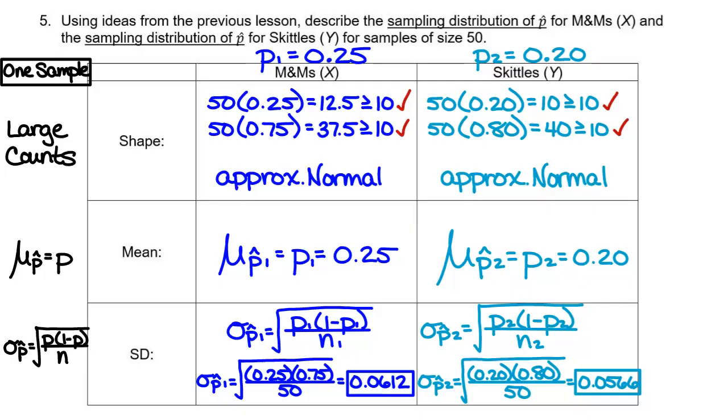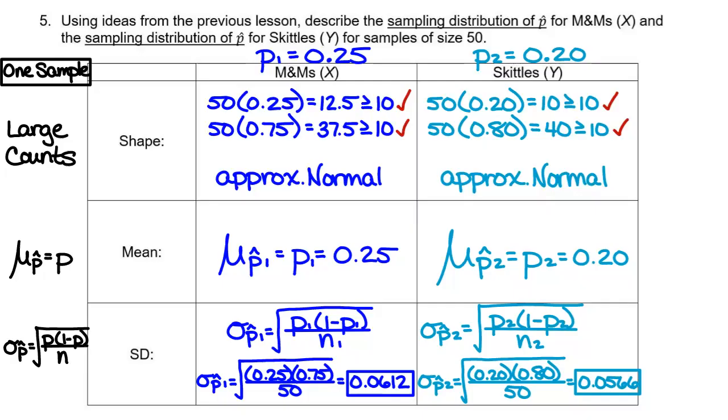So far, so good? All right. So these are both random variables. Do you guys remember doing random variables last chapter? We have random variable for M&Ms. We're going to call that random variable X. It is distributed approximately normally. We know the mean. We know the standard deviation. We have our random variable for Skittles. We're going to call that random variable Y. It is distributed approximately normally. We know our mean. We know our standard deviation.